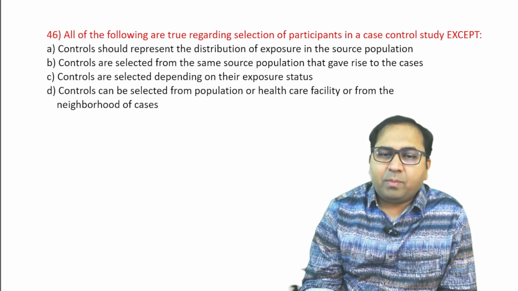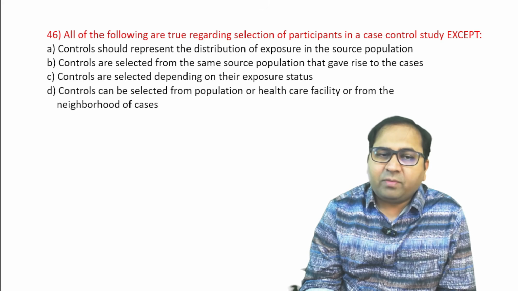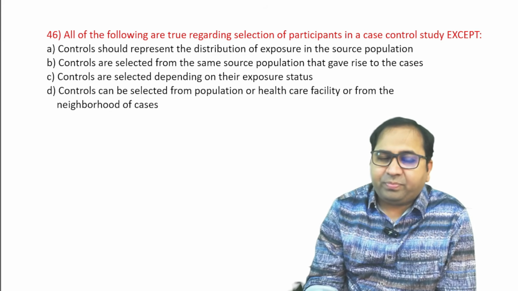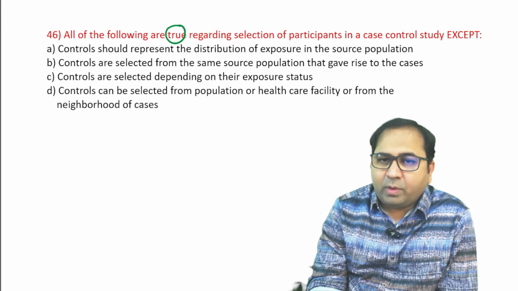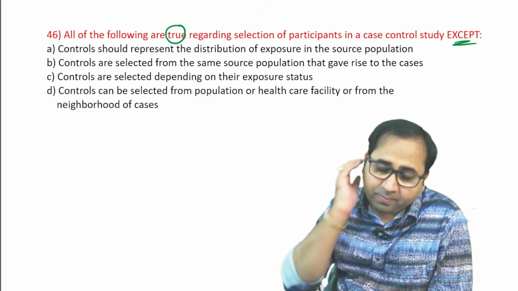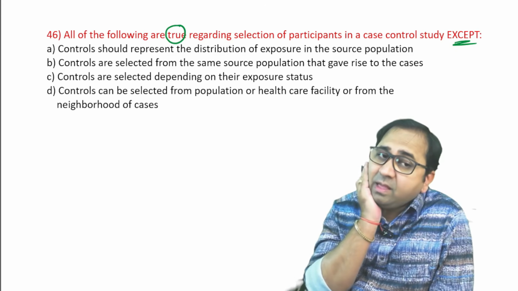Controls can be selected from the population or healthcare facility or from the neighborhood of cases. So all of the following are true except, they have mentioned. That means three statements are correct and one is wrong. Let us see the statements again.